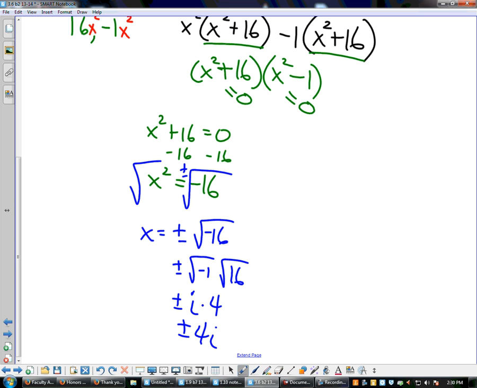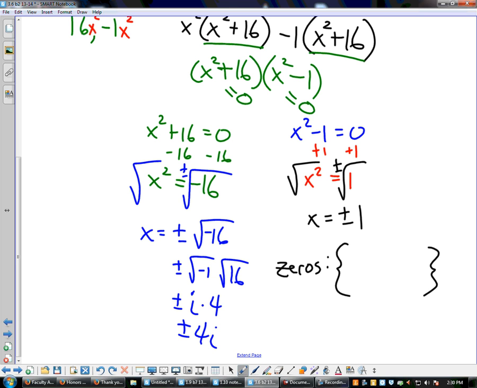And then what about this one? We get x squared minus 1 equals 0. And we add 1 to both sides. We get x squared equaling 1. Take the square root of both sides. Don't forget the plus or minus. And we get x equaling plus or minus square root of 1, which is 1. So we needed to find 4 zeros.